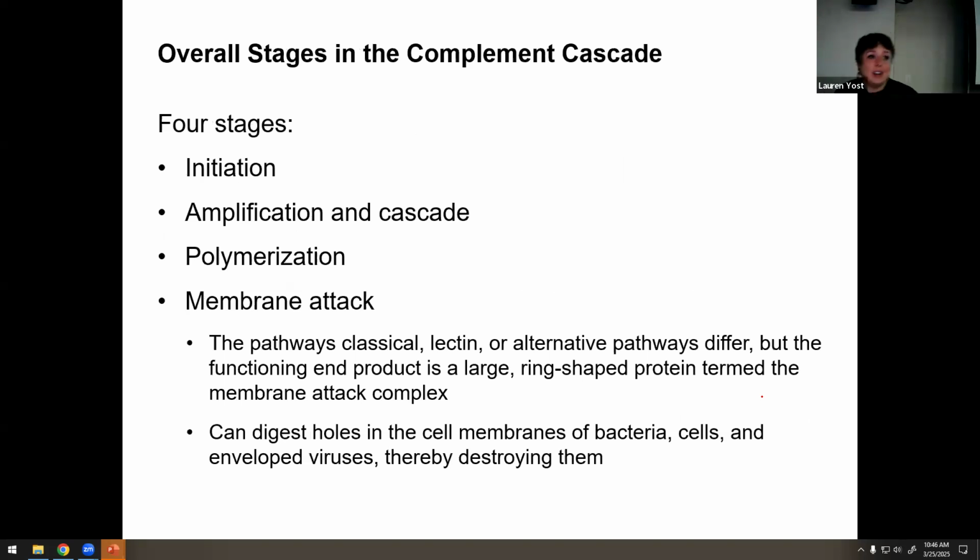So once you've activated complement, what happens next? In the complement cascade, our main steps are going to be, first, initiation. This is lighting the first match, essentially, or setting off the first bomb.